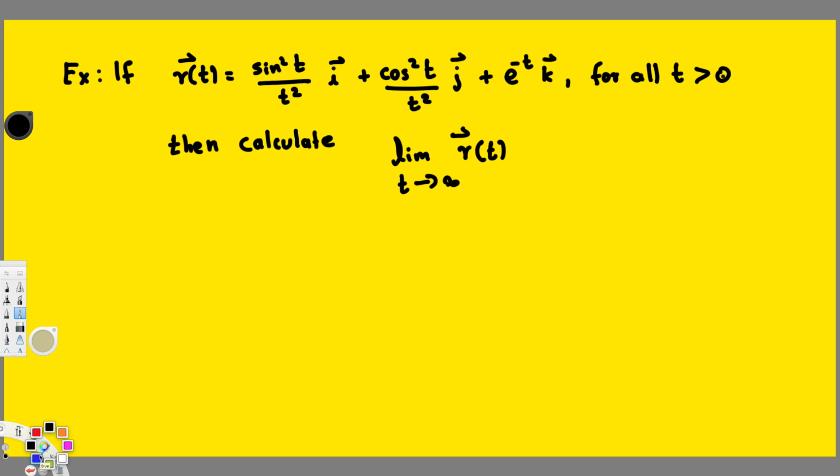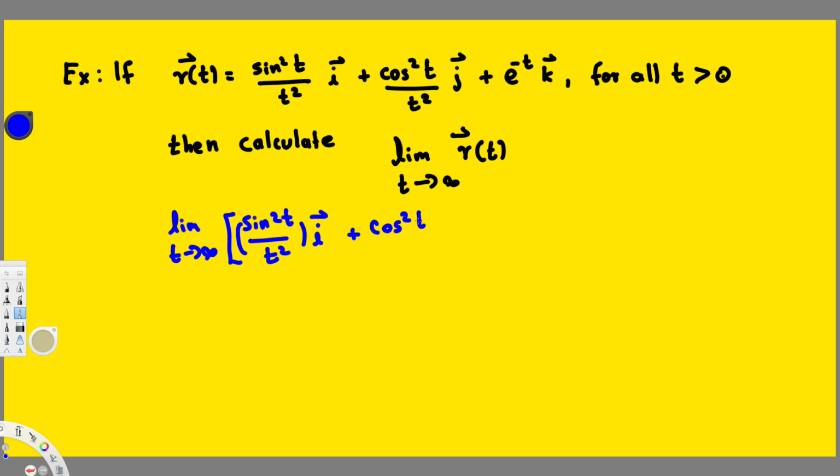To find the limit, we are going to take the limit as t approaches infinity, and the first function is sine squared t over t squared in the i direction, right? And the second one is cos squared t over t squared in the j direction, and the third one we have e to the minus t in the k direction, right? Now we are going to take the limit of each of them and see what we get. That's going to be the final answer.